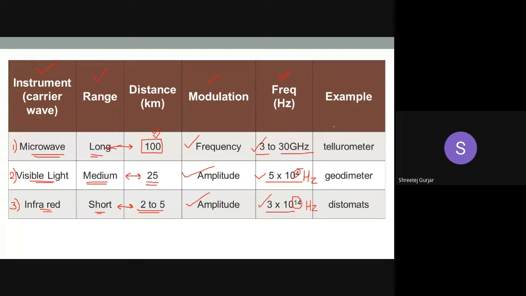Remember. Coming to a few examples of these instruments, the microwave carrier wave is used in the tellurometer, so you have to remember these instruments. I've shown you a tellurometer, visible light is used in the geodimeter, and infrared is used in distomats. Infrared and microwave are also both used in a total station.